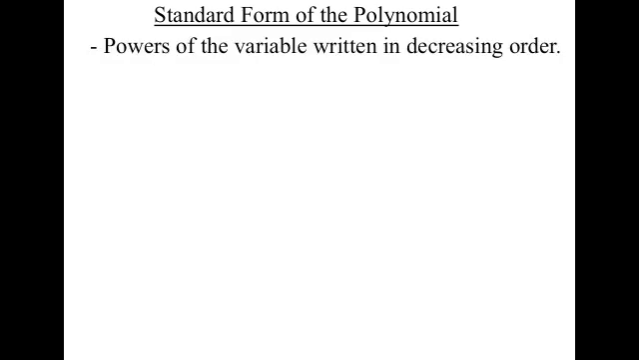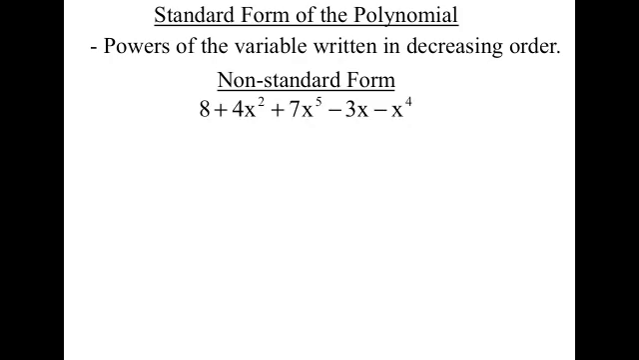Okay, standard form of a polynomial. The standard form is when we put the powers of the variable in decreasing order. We call that descending order. That means whatever the exponent is, the highest exponent term would go first, all the way down to the lowest.